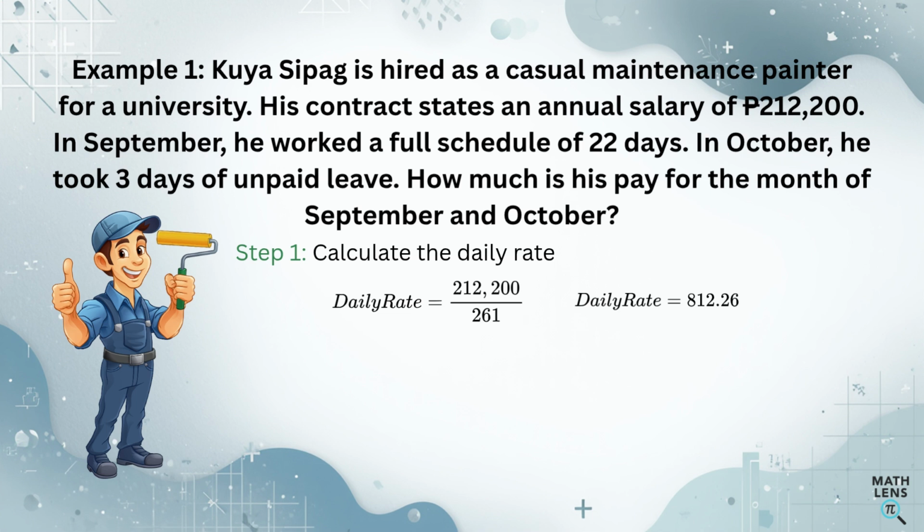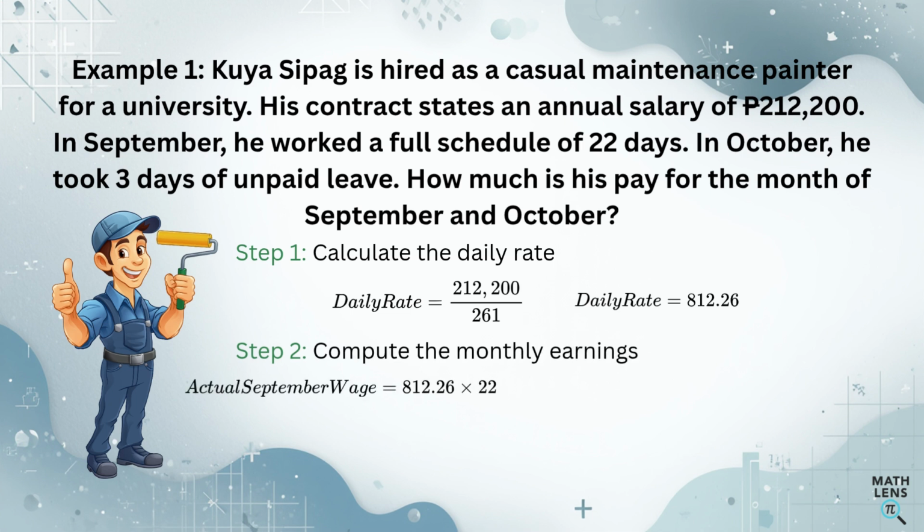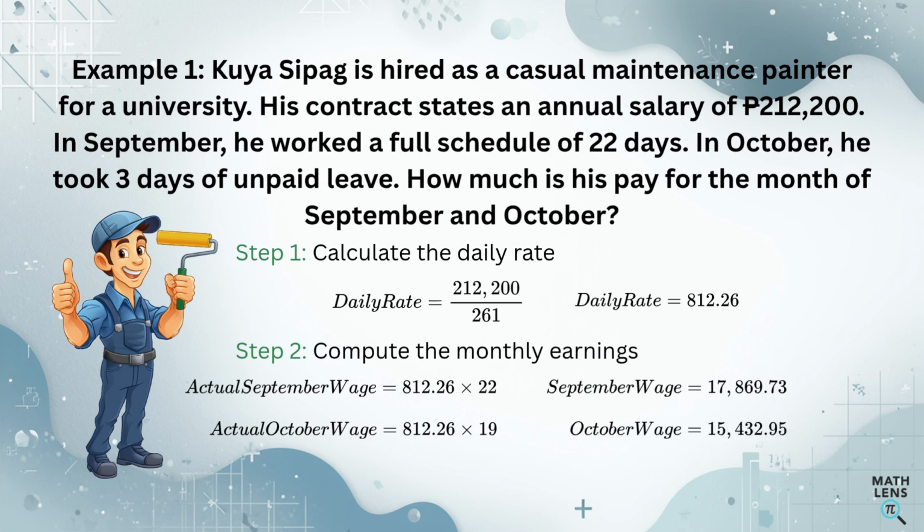Once we have the daily rate, we'll calculate his monthly earnings. For September, Kuya Sipag worked the full 22 days. Therefore, his earnings are calculated by multiplying his daily rate by 22. His September wage is 17,869.73 pesos. In October, he took 3 days of unpaid leave, meaning he worked 19 days. So, his earnings for October would be 812.26 times 19. His October wage is 15,432.95 pesos. Take note of how taking unpaid leave days impacts his monthly earnings.